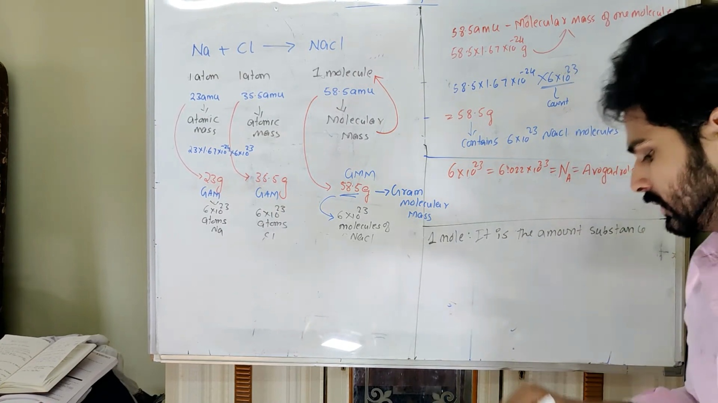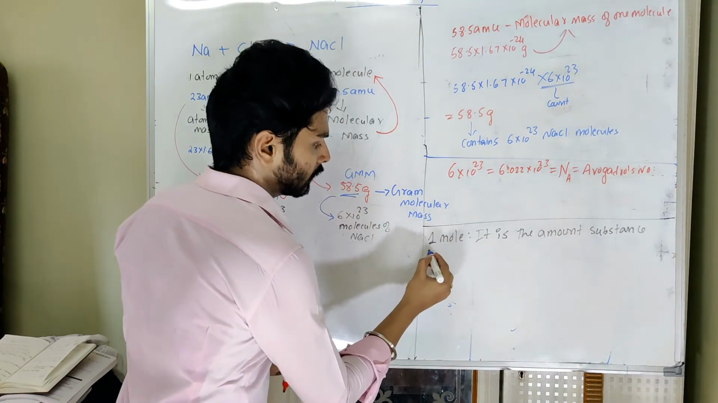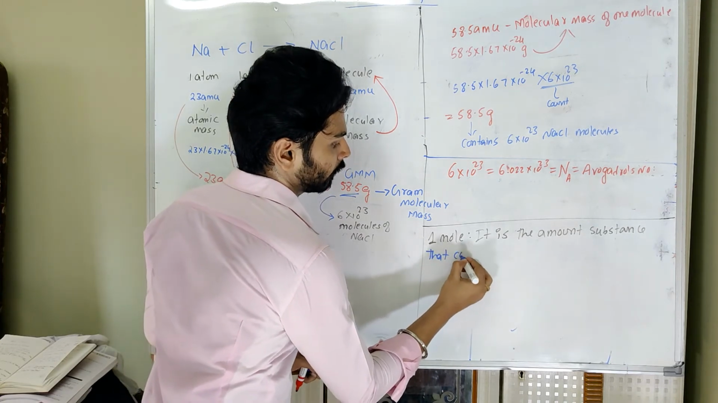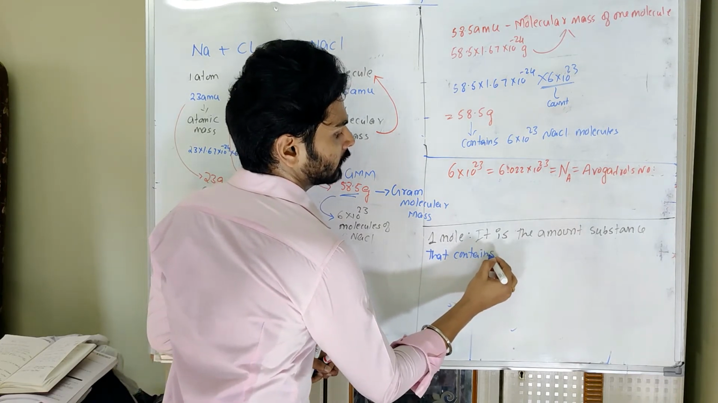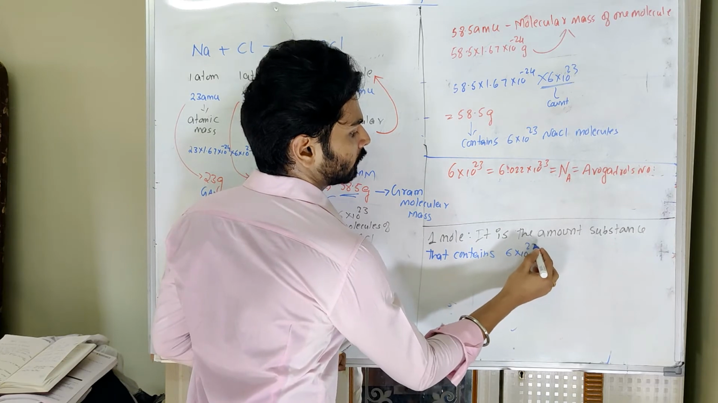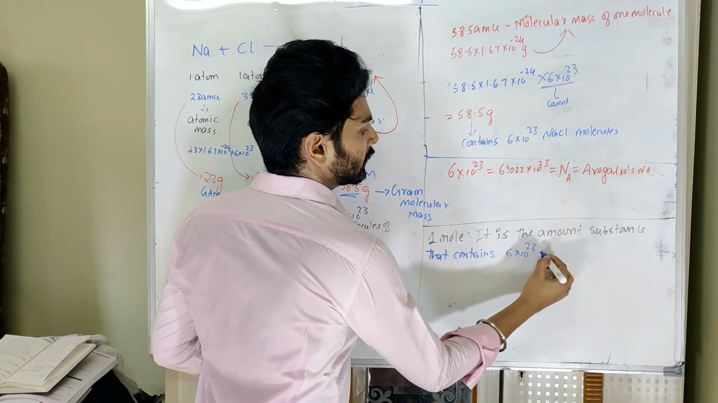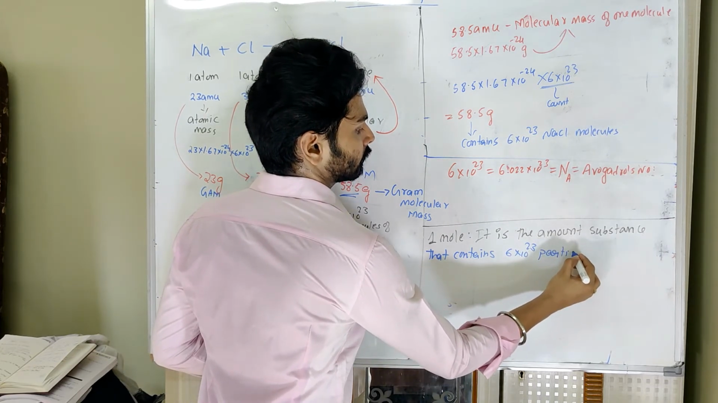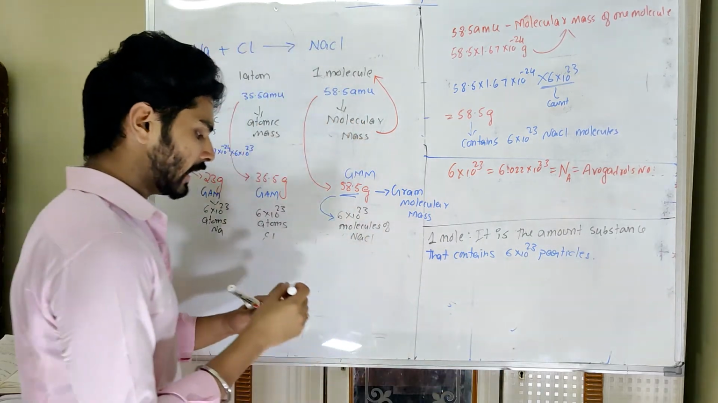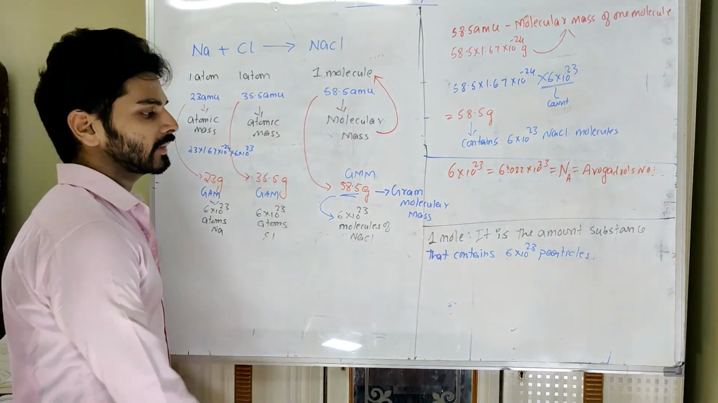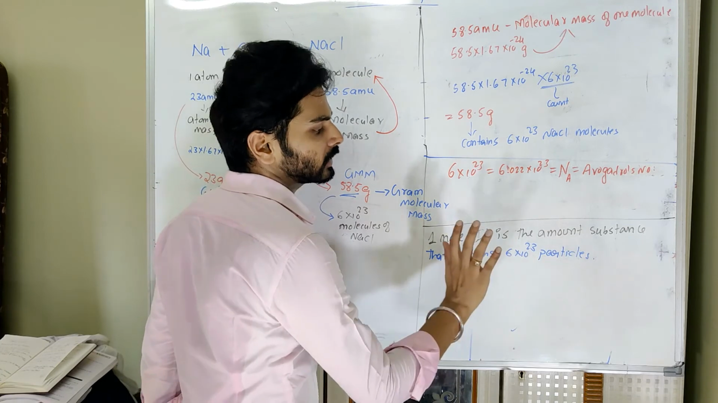It is the amount of substance that contains 6 into 10 raised to 23 entities or particles. Anything here you can take. When I say 1 mole of something, then that must contain 6 into 10 raised to 23 of those particles.